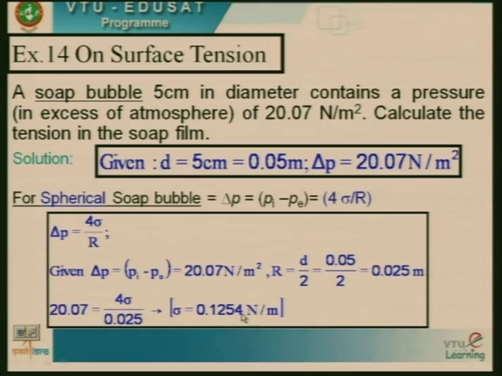It comes to 0.1254. You remember, I always reminded you, surface tension is a line force. The units are force per unit length. Pressure is force upon area, Newton per meter square. But surface tension is Newton per meter, force per unit length. So, you can see a small problem with the direct substitution of the formula. Is it okay?